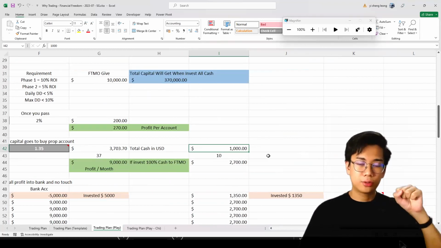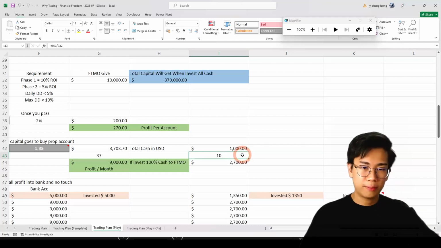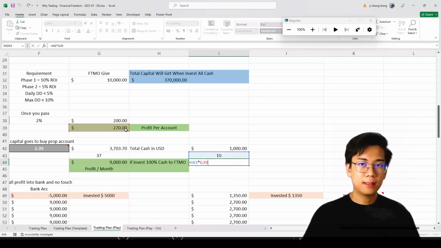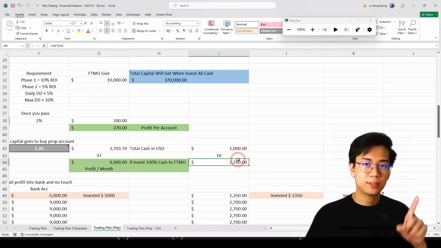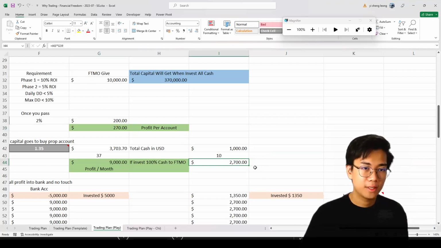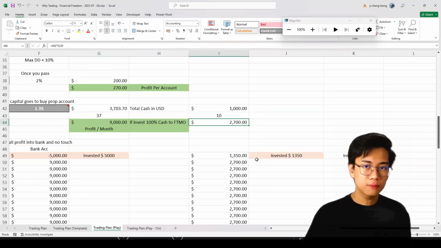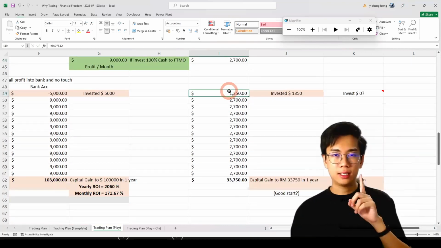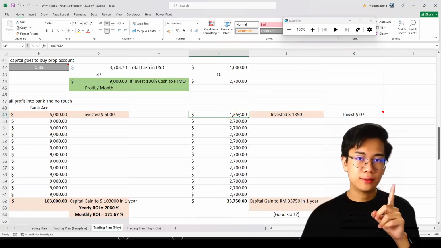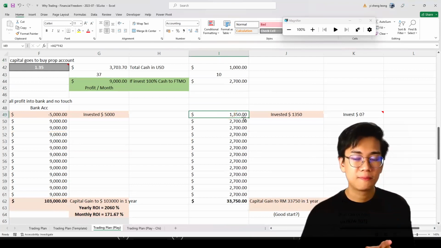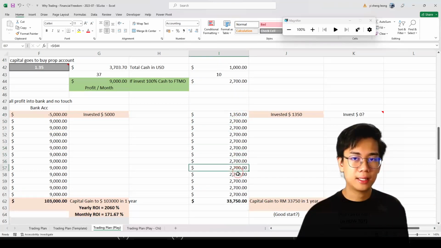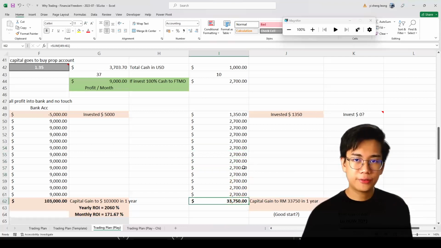And 1,000 USD, you go for 10 times leverage, which is just 10 times. This is 1 time, this is 10 times. So times 10, 2,007. Okay, 2,007. And then moving forward from here, first month, you invest about 1,003 Sing dollar. Second month, you make 2,007 Sing. And then you do the same every single month. At the end of the year, capital gain of 33,750.